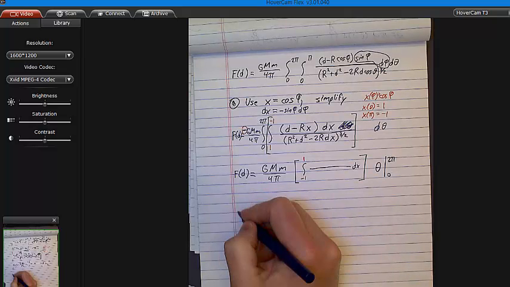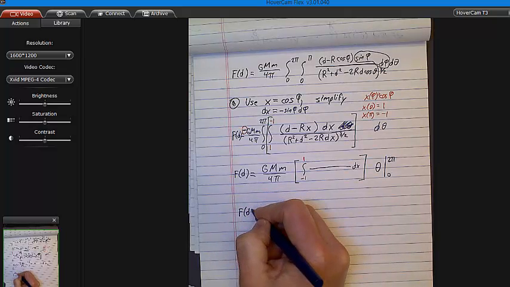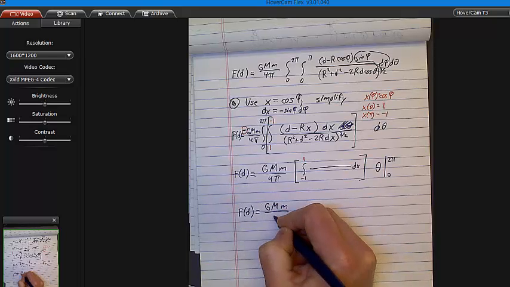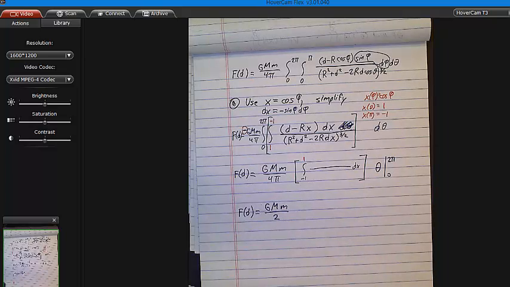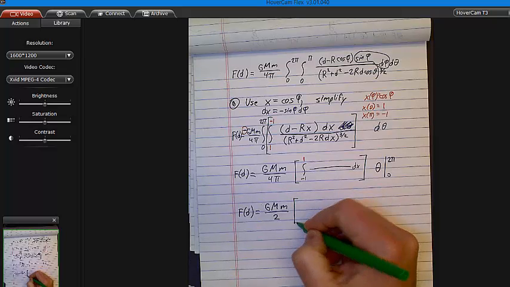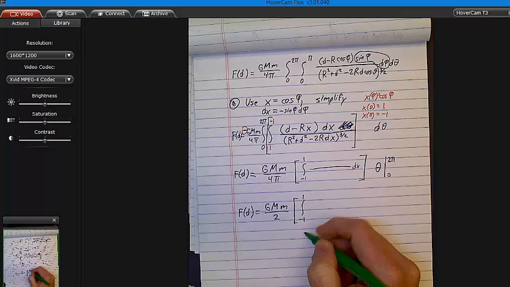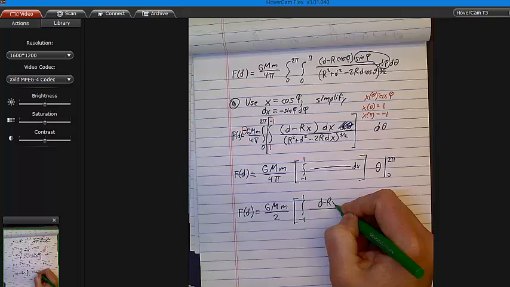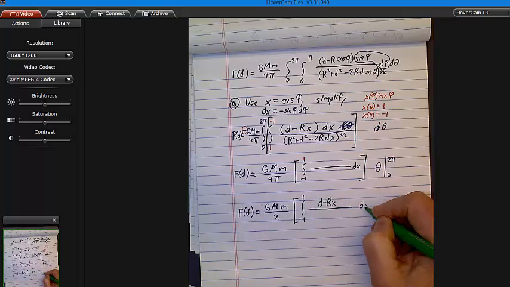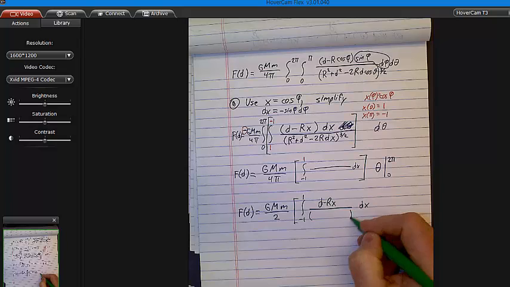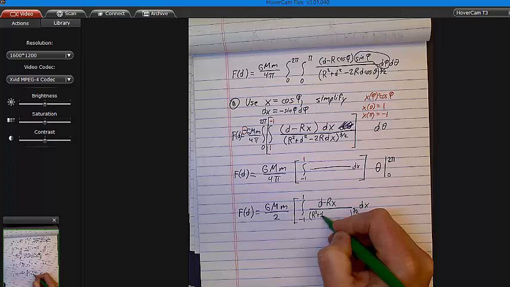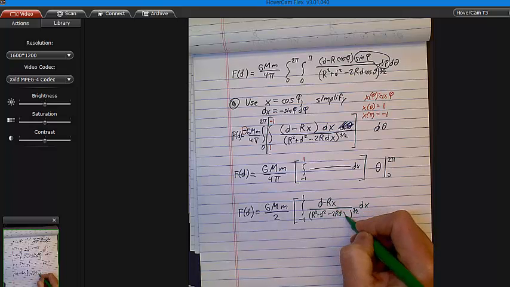So far, I have F of d is equal to G big M little m over 2 times, now I have an integral to do. And the integral I have to do is from -1 to 1. Let me write it down. -1 to 1. What is it? It's d minus Rx, I'll put the dx out here, over stuff to the 3/2 power. What's the stuff? It's r squared plus d squared minus 2rdx.